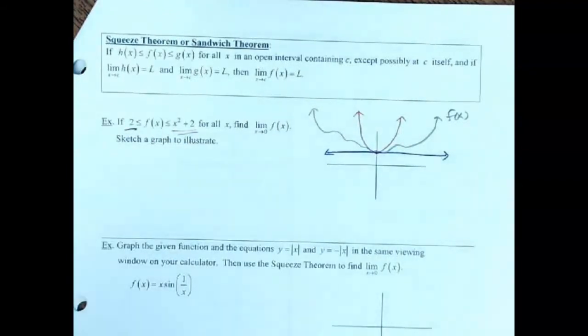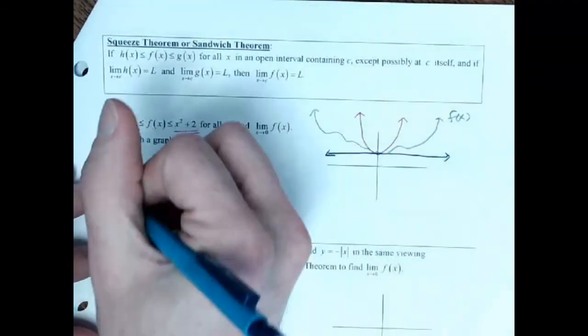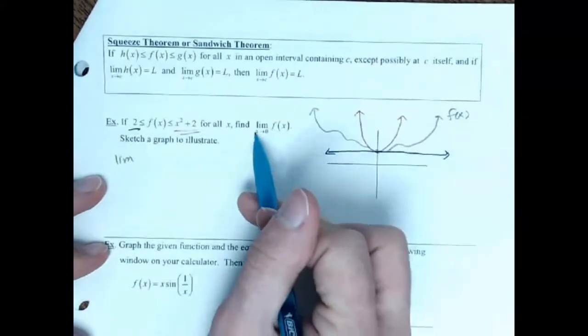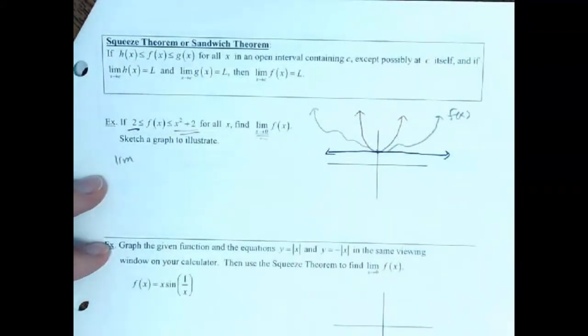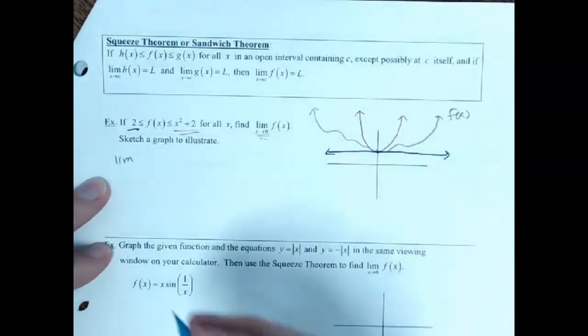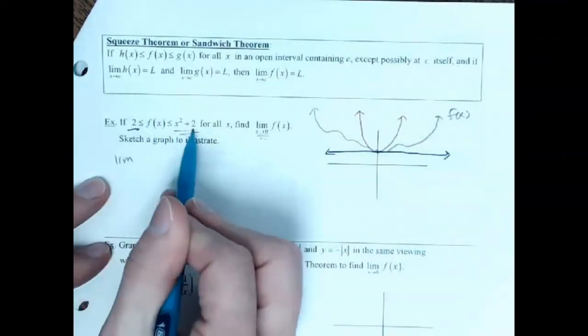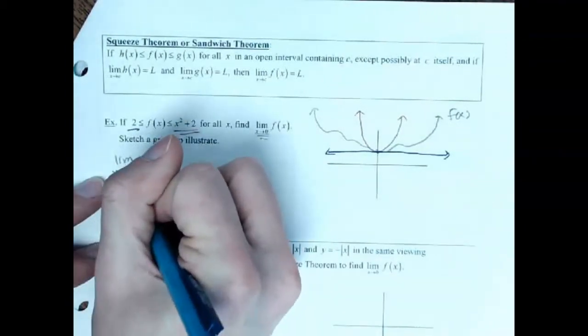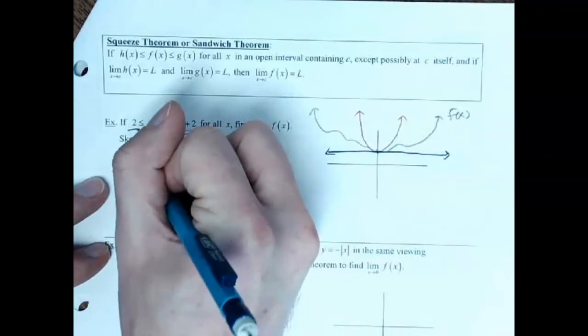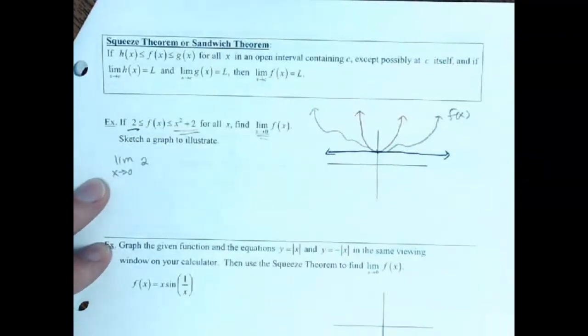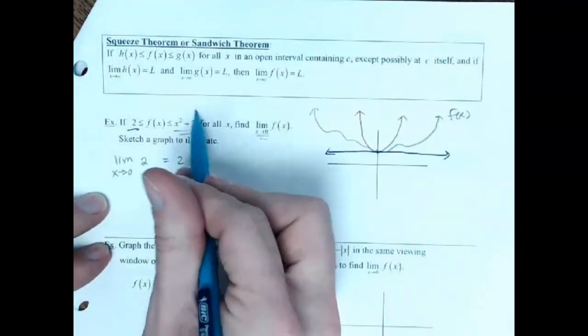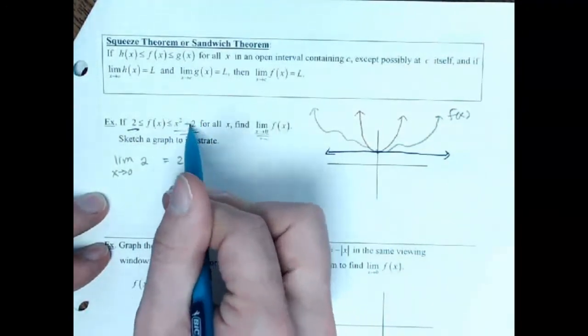So let us investigate some facts. Let's take the limit, right? We want to know the limit as x is approaching 0 of that middle unknown function f. Let's see what we can tell about the outside two functions. The limit as x is approaching 0 of 2, right? The bottom function. Well, that's 2. Let's take the limit as x is approaching 0 of the top function.